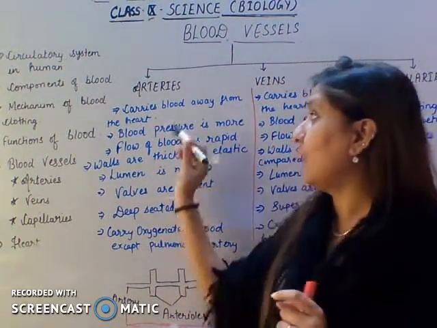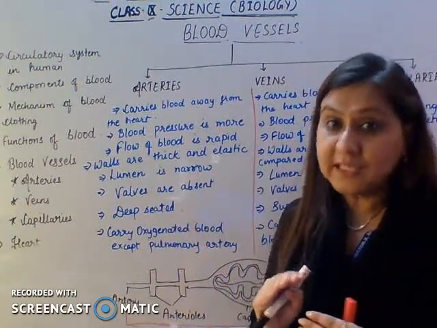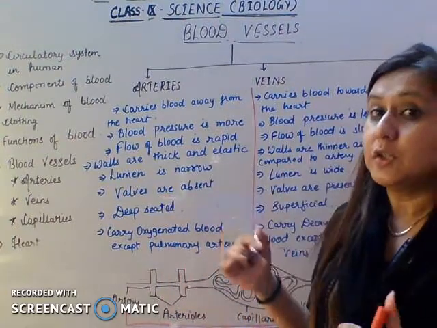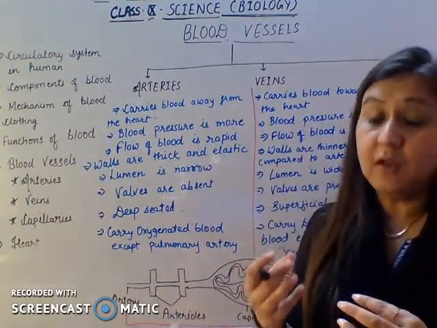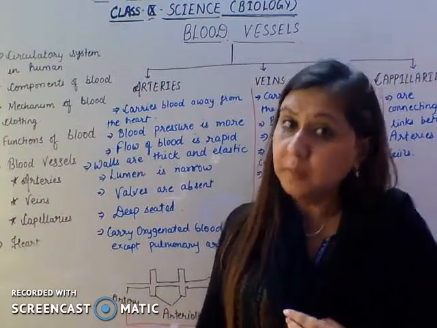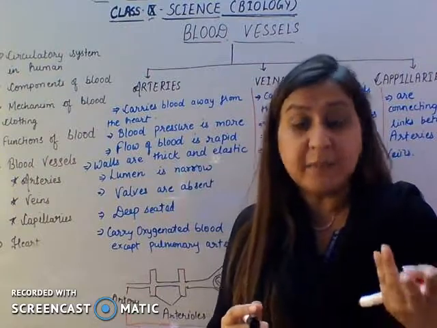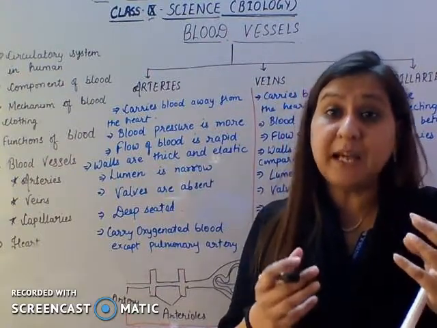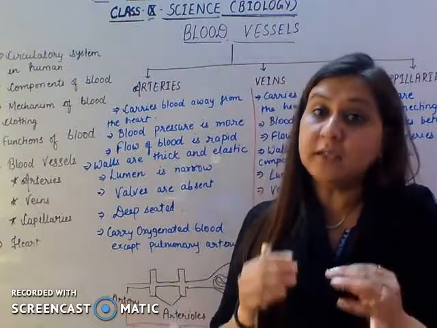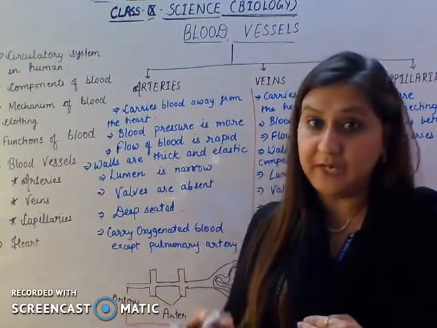A for artery, A from away from heart. You just learn like this. So arteries carry blood away from the heart. The arteries are responsible for carrying blood away from the heart to different parts of the body. It always carries oxygenated blood. Why? Because it is supplying blood from the heart to different parts of the body. That means it always carries oxygenated blood. The exception is pulmonary artery.